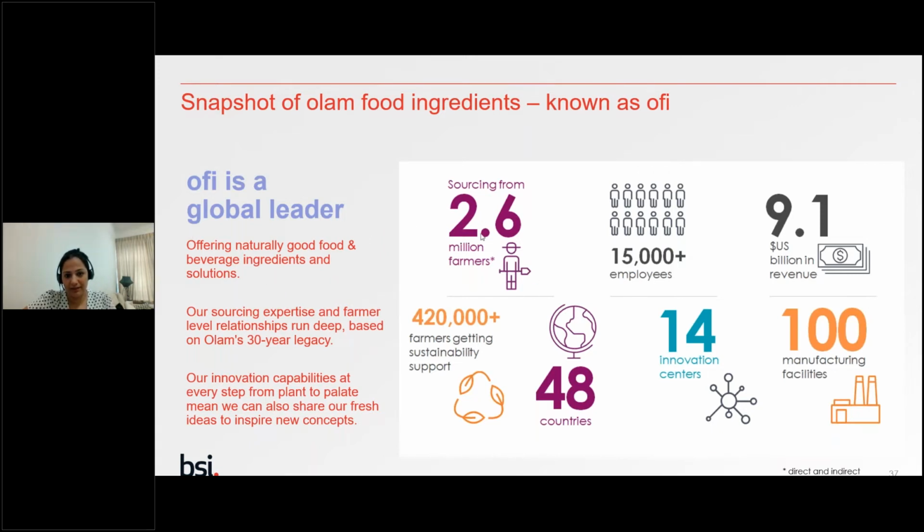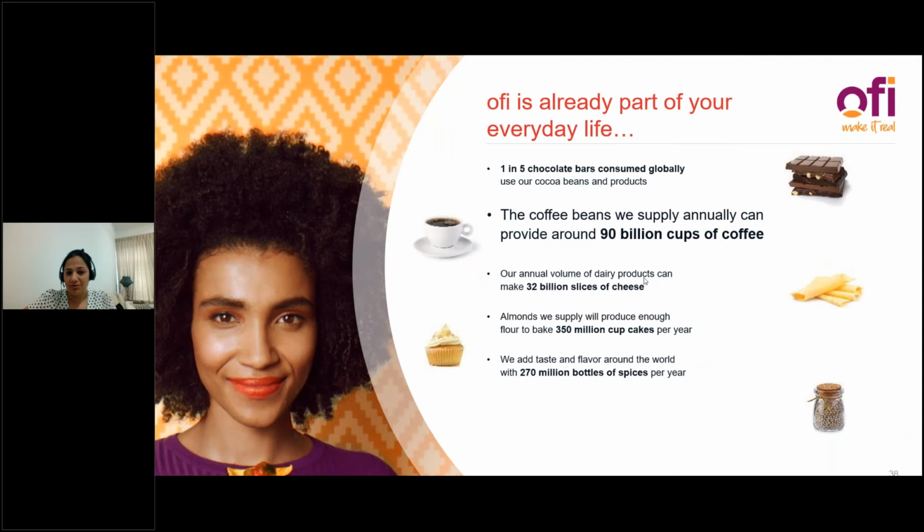And we are working with more than 2.6 million farmers and having 100 manufacturing facilities. And as you can see from our sourcing, like 420,000 farmers getting sustainability support in 48 countries, and the scale of operations, our dependence on natural capital as well as social capital is quite huge. Also, I think a much better way of really introducing you to Olam Food Ingredients is that 1 in 5 chocolate bars consumed globally use our cocoa beans and products. Or the coffee beans we supply annually can provide around 90 billion cups of coffee, and so on and so forth.